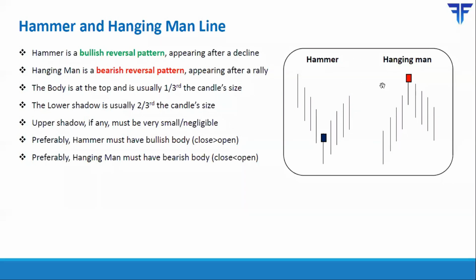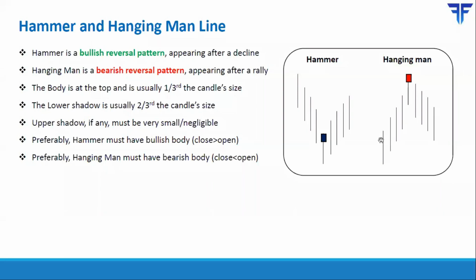Now the opposite of hammer is the hanging man. A hanging man is a bearish reversal pattern which appears after a prolonged rally in price. As you can see, a hammer and a hanging man are essentially identical in shape. The only difference is that hammer appears after a downtrend and is a bullish reversal pattern, while a hanging man appears after an uptrend and is a bearish reversal pattern.